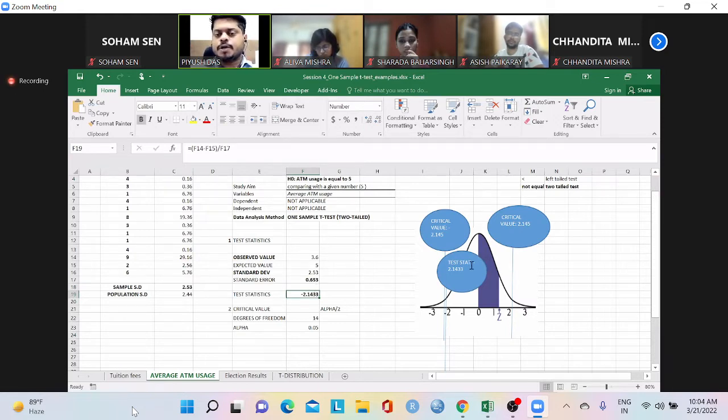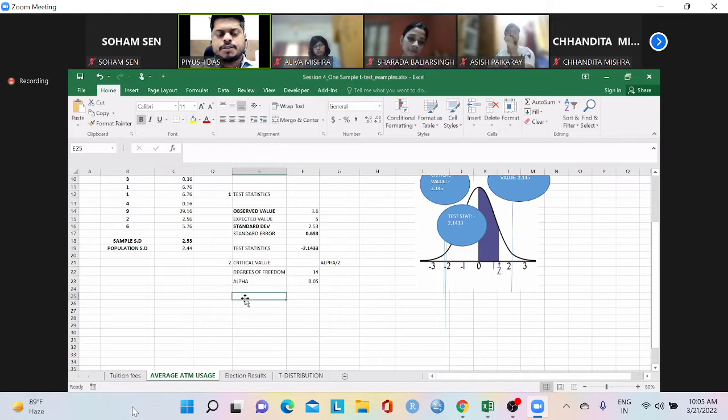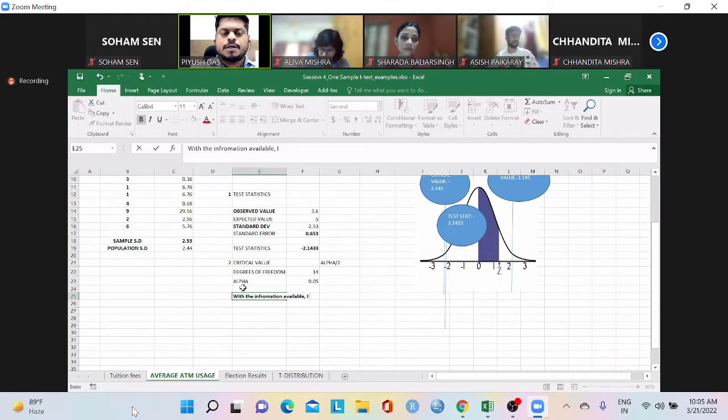In this case, I'm getting a value of minus 2.1433, right? So that is within this range, within the range of critical value. Then I cannot reject the null hypothesis, right? So that doesn't mean I'll go and say that ATM usage is equal to 5, right? The only thing I can say is that I cannot prove that it is not equal to 5. There might be a chance that it is equal to 5. So at the end I'll write that with the information available, I cannot reject the null hypothesis.